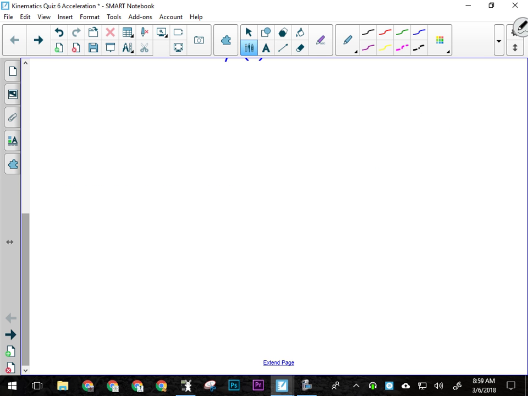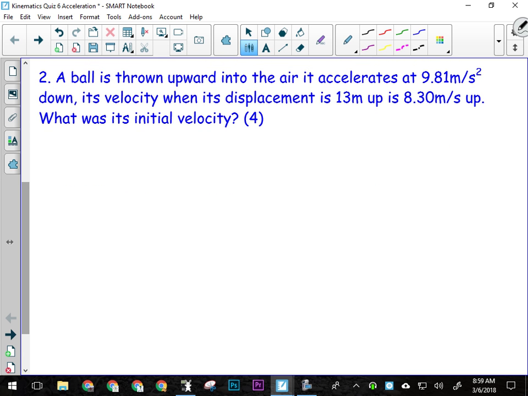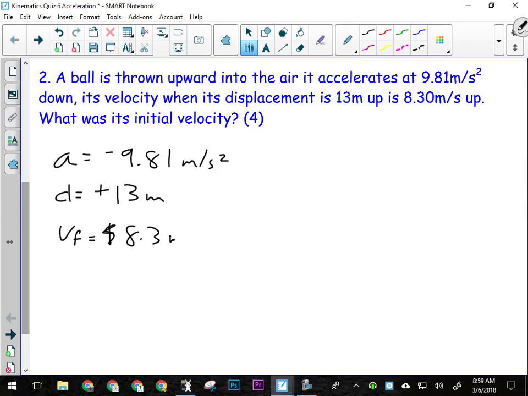So for question number 2, I have a ball that is thrown upward into the air, and as we discussed yesterday, anything that's moving in the Earth's gravitational field is going to accelerate due to gravity. So our acceleration is negative 9.81 meters per second squared, okay, or down. Its velocity, when its displacement is 13 meters up, so D is positive 13 meters, okay, its velocity is 8.3 meters per second up. So that's VF. And that's positive as well.